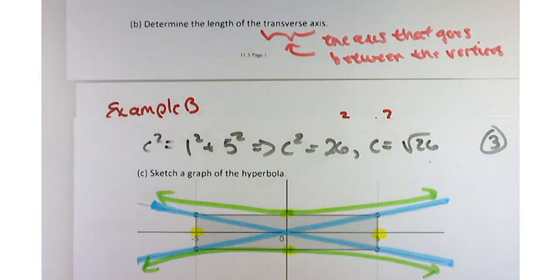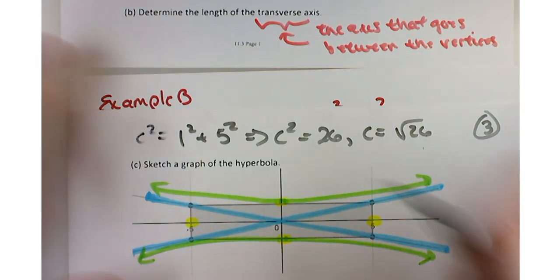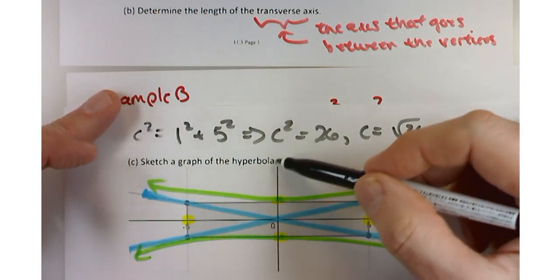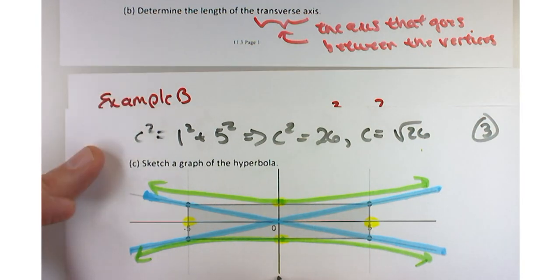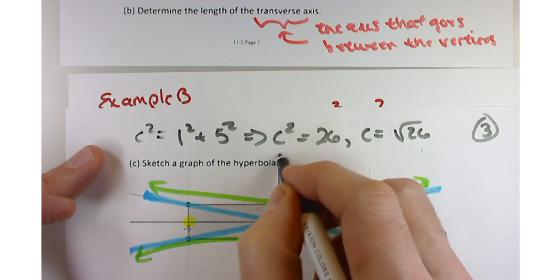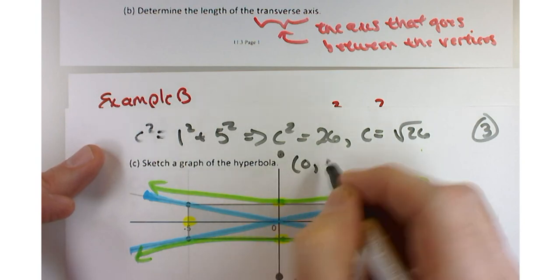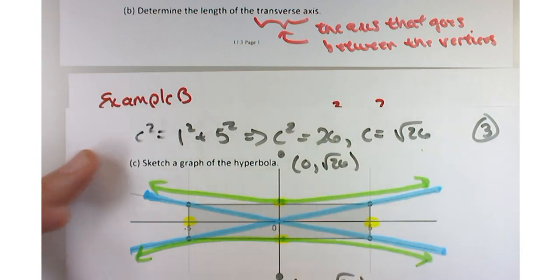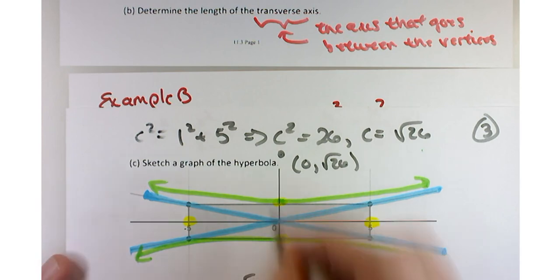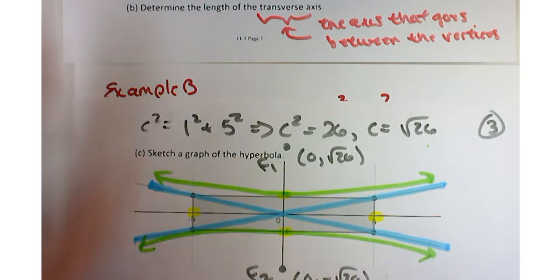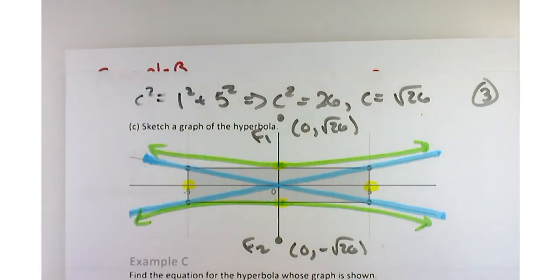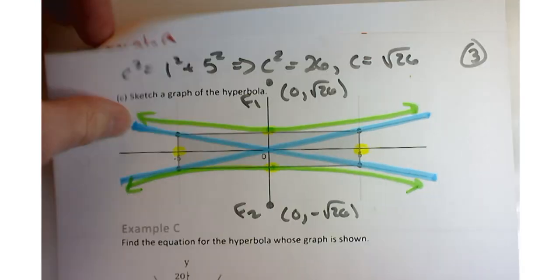Yeah, c is plus or minus the square root of 26, but as far as moving a distance away from the center, I'm going to move up the square root of 26 and down the square root of 26. So it should be a little bit over 5. So we'll just write (0, negative square root of 26) and (0, positive square root of 26). And that's your foci. So F1 and F2. Looking good.